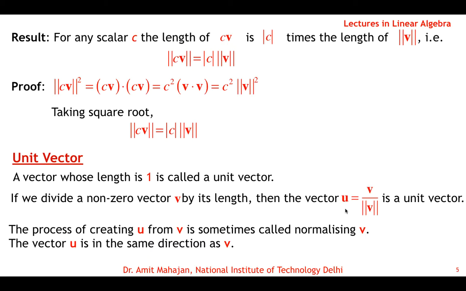The vector u is in the same direction as v. So u and v are in the same direction. The direction does not change, we are only scaling the vector v down to a unit vector, or up to a unit vector, depending upon whether the length of v is less than 1 or bigger than 1.